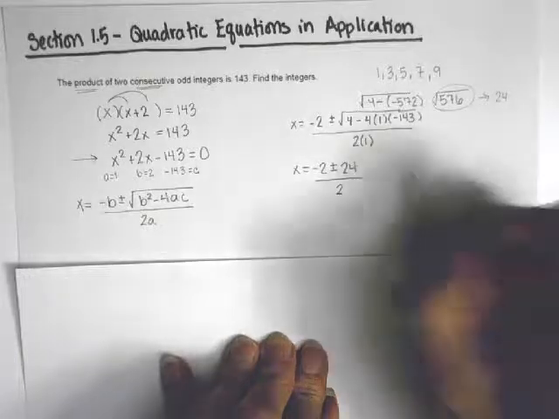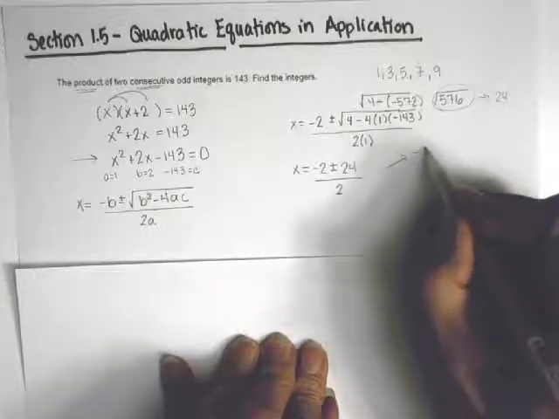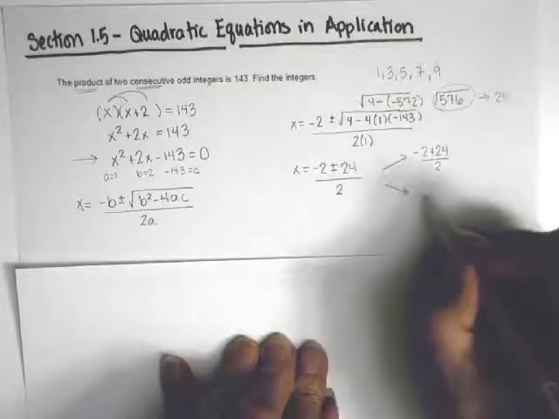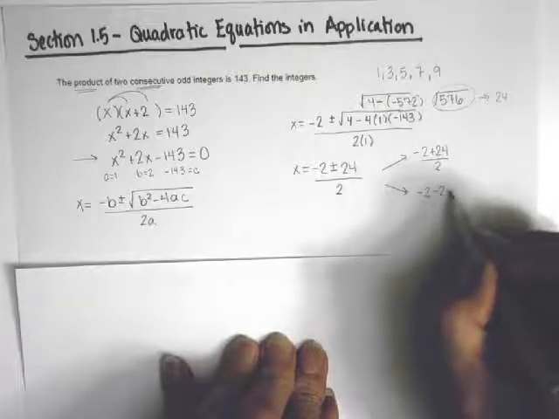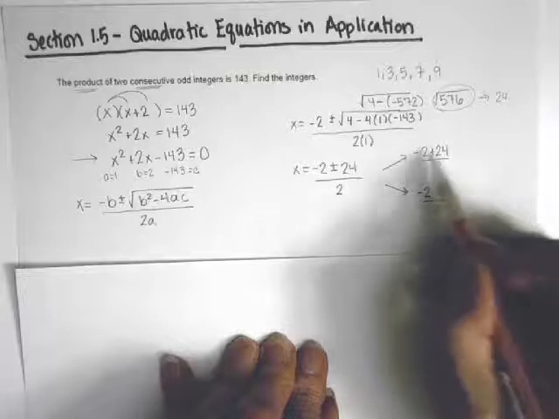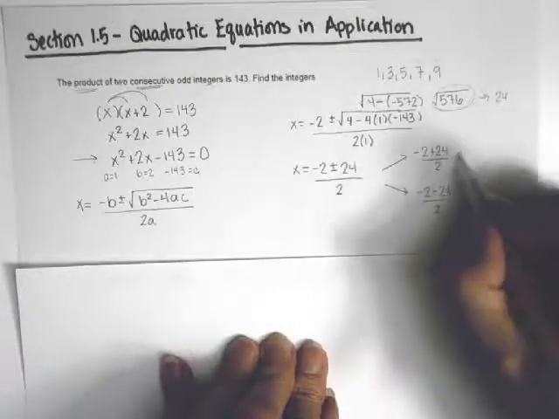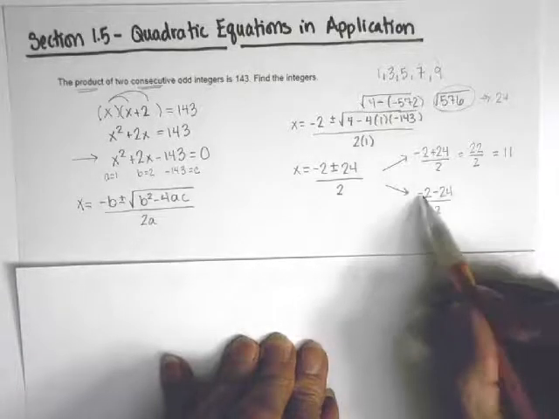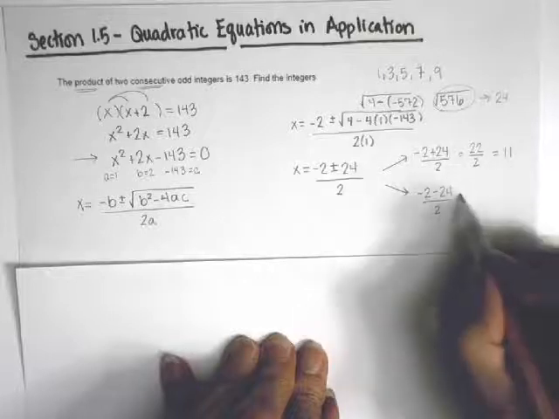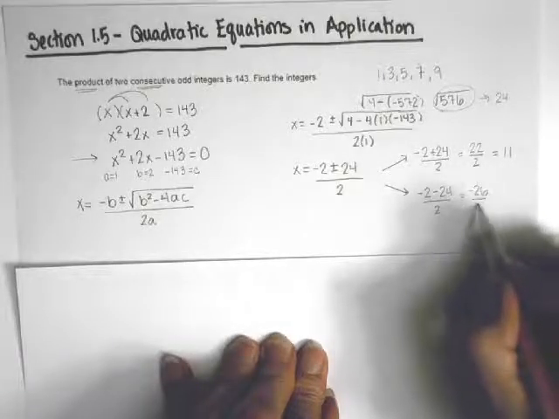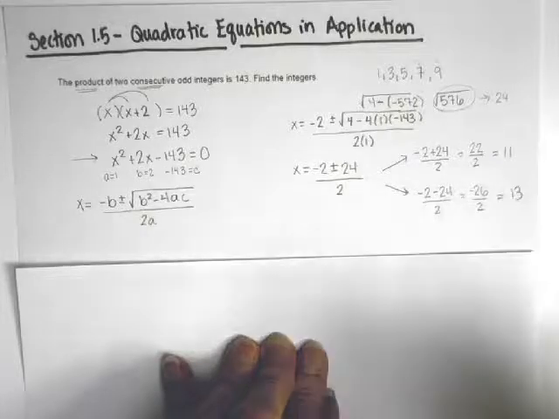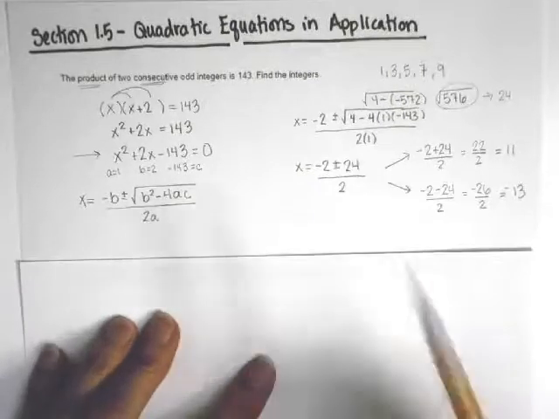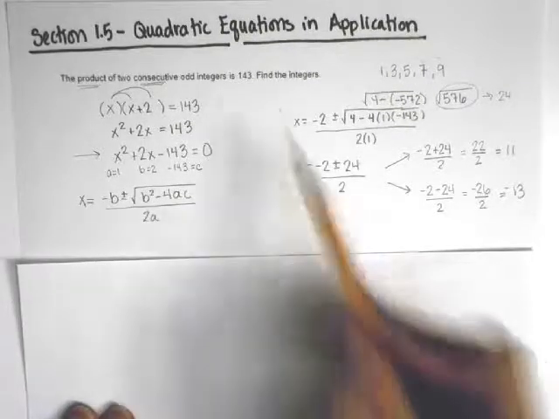So the two answers that I have are negative 2 plus 24 divided by 2, or negative 2 minus 24 divided by 2. If I take negative 2 plus 24, I get 22. Divided by 2 is 11. And if I take negative 2 minus 24, I get negative 26. Divided by 2 is, excuse me, negative 13.